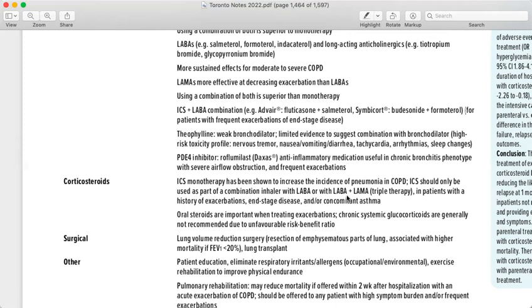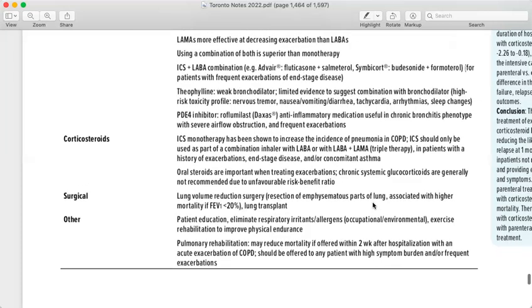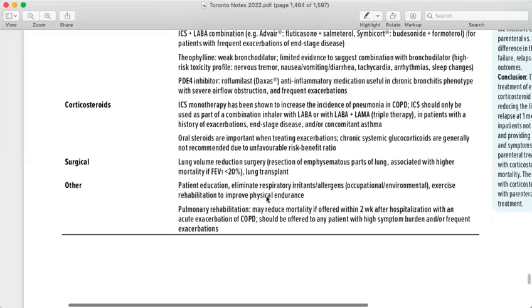With the LABA, or with the LABA and LAMA, in patients with a history of exacerbation and end-stage disease or concomitant asthma. So in those conditions where there is a history of exacerbation or end stages, if you think that using inhaled corticosteroid will increase their lifespan or help them with the condition or with the asthma, in those conditions we will go with the corticosteroids. Otherwise, if you have the option of not using it, then don't use it, because at our level, I don't think we give corticosteroids. Surgical lung volume reduction can be done, and along with that, lung transplant can be done.